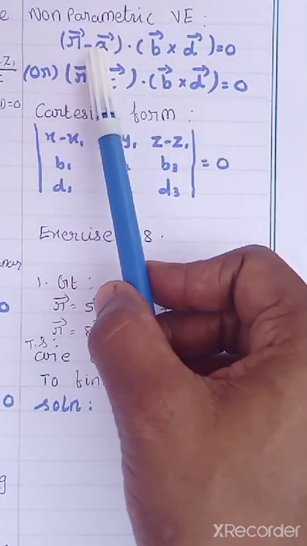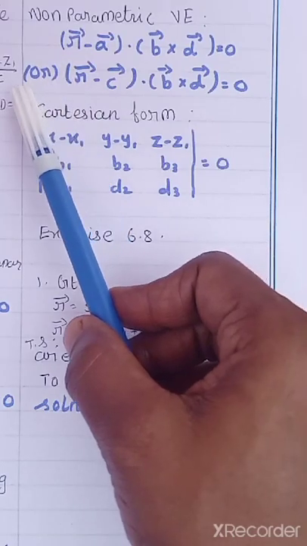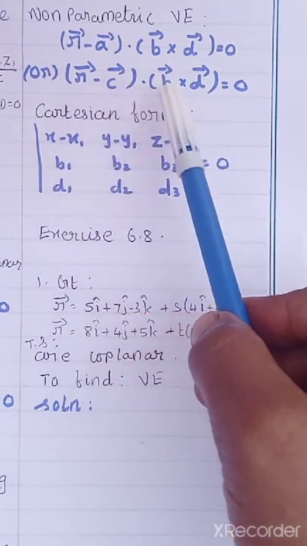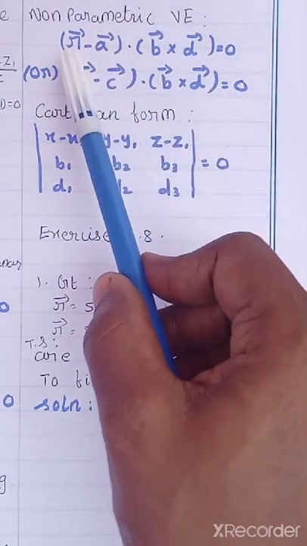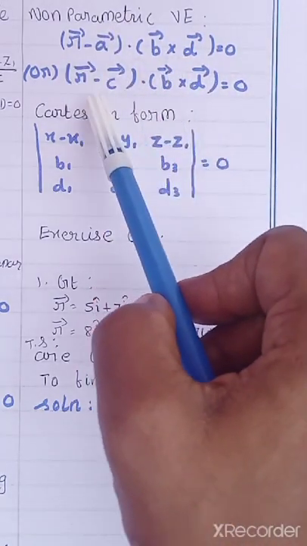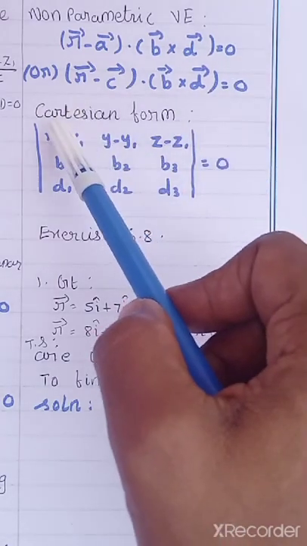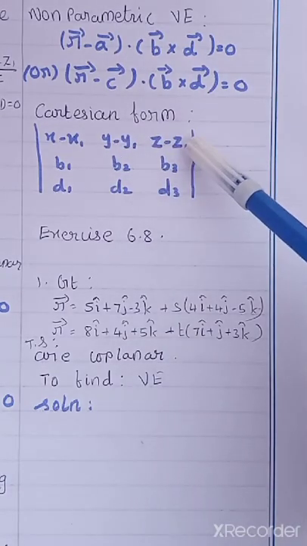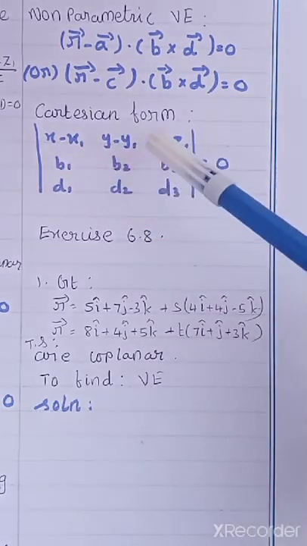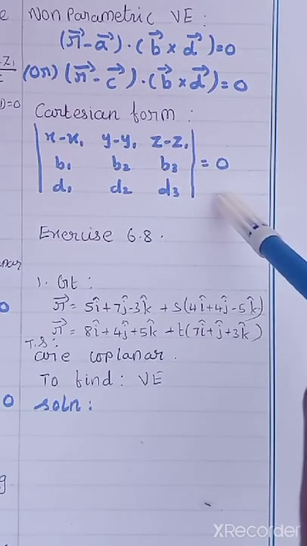R minus A dot B cross D equal to 0, or R minus C dot B cross D equal to 0. These are the two lines, okay? R minus A dot B cross D, R minus C dot B cross D equal to 0. And what is its Cartesian form? The determinant with rows x minus x1, y minus y1, z minus z1; b1, b2, b3; d1, d2, d3 equal to 0.